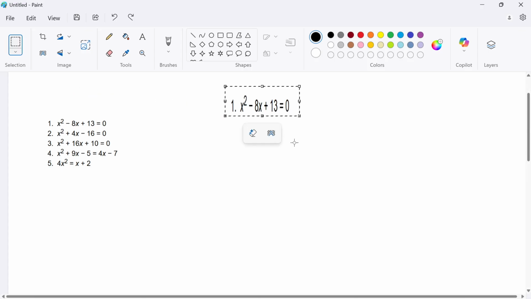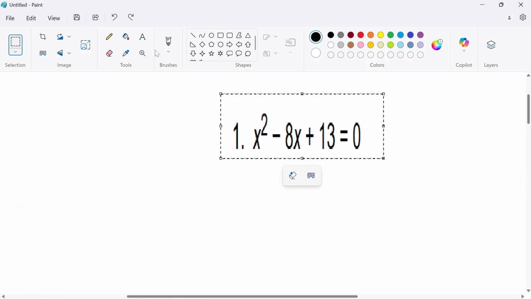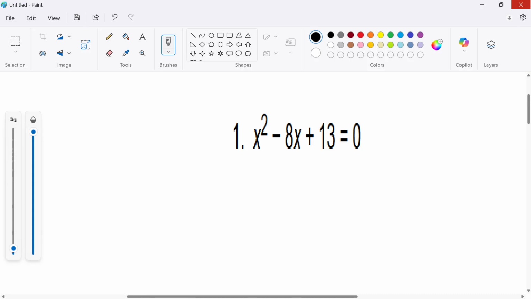Okay, good enough. x squared minus 8x plus 13. What are the factors of 13 that add to negative 8? 13 and 1, negative 13, negative 1, no. So that's not going to work. So I'm going to complete the square. I can also use the quadratic formula, but not now. This lesson is about completing the square.